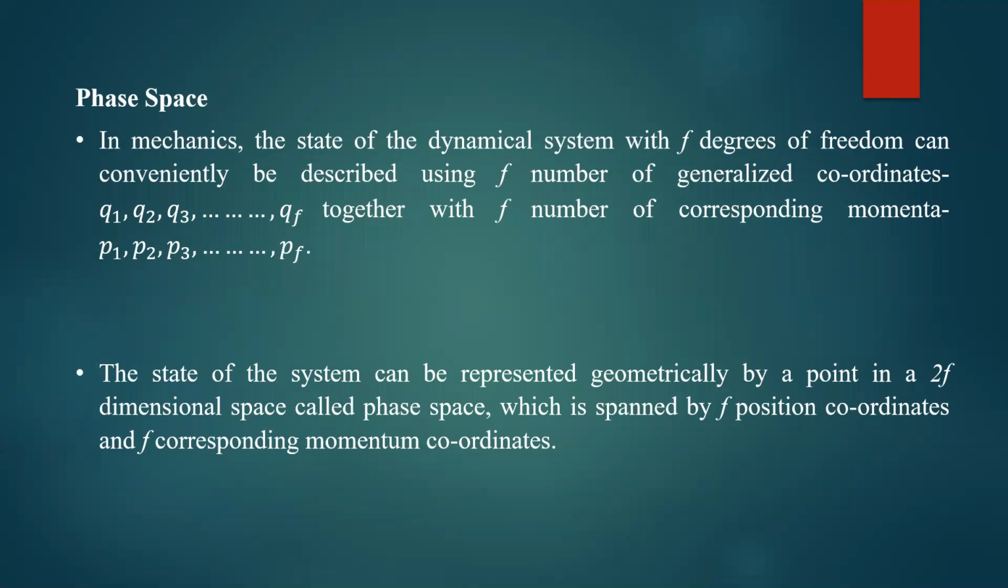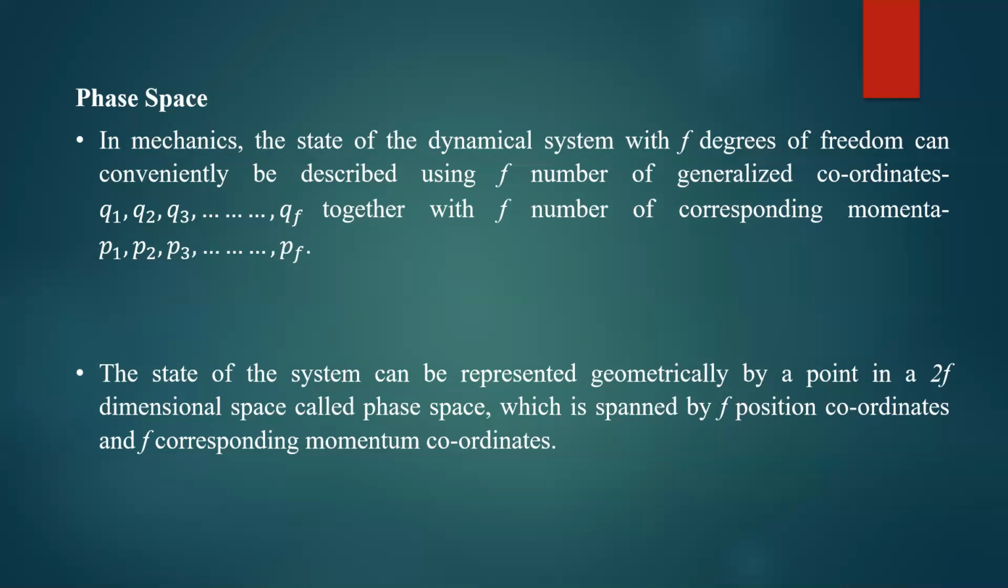Its position and momentum are going to change continuously with time. So to represent that, simultaneously we need position coordinates and momentum coordinates. That is how we can represent the dynamical system. Such a space is called phase space. So the state of the system can be represented geometrically by a point in a 2F dimensional space called phase space.